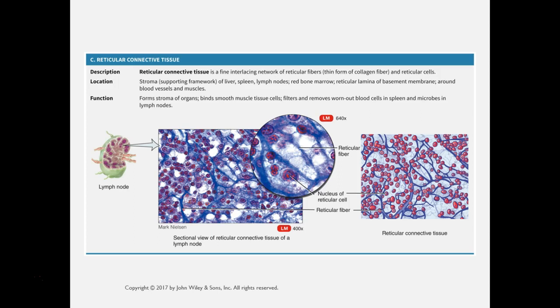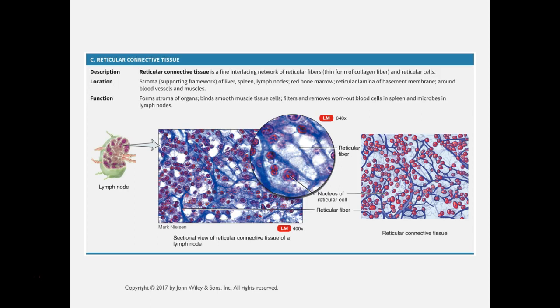You have lots of reticular tissue in your red bone marrow, helping to make up basement membranes and around blood vessels and muscles. So the function, of course, is to form a part of those organs, to bind cells together. But the main thing to remember with reticular, you have lots and lots of filtration. So creating that mesh network creates a lot of obstacles, I guess you could think of, within a tissue.